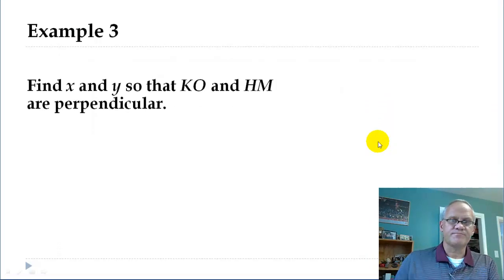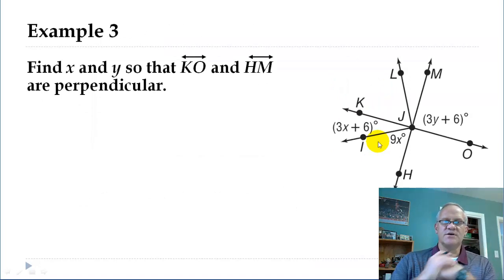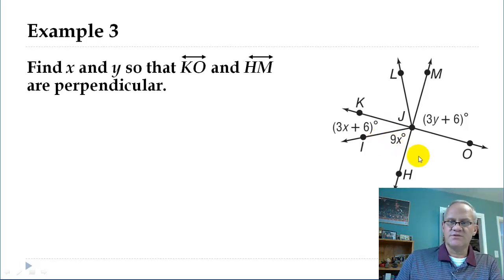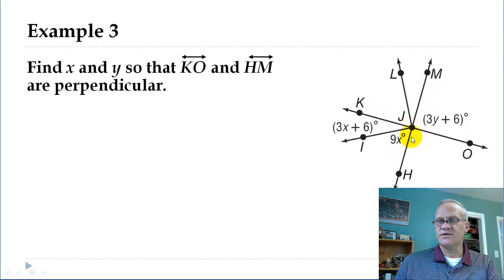Okay? All right, well, let's look at an example here. Example 3. Find x and y so that KO and HM are perpendicular. Okay, well, let's see where KO and HM are, first of all. Here's HM. Here's KO. So they look like they're perpendicular. Looks like 90 degrees, but we have to figure out what values of x and y will make them do that.